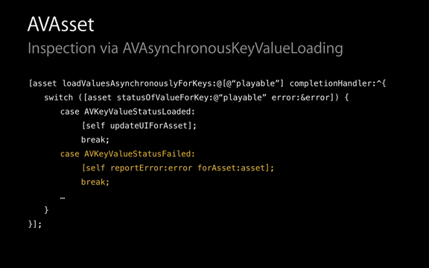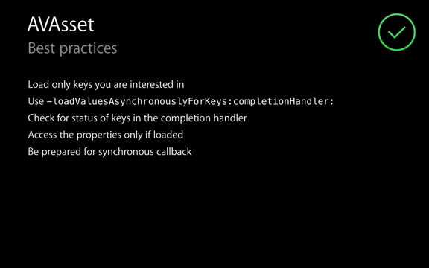One more thing to remember with completion handlers is, if another module has already loaded the keys you're interested in, your completion handler is called back immediately. Say in this example, if AV player has already loaded the playable property, your completion handler is called synchronously on the same thread. If you have code which relies on load values asynchronously for keys to return immediately, that might not happen till the completion handler has executed. So that's something to keep in mind to prevent a deadlock.